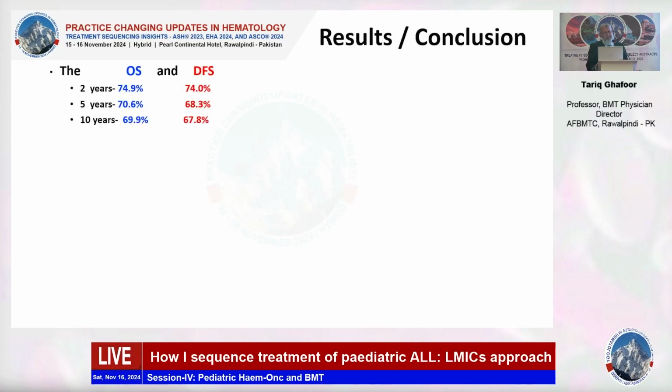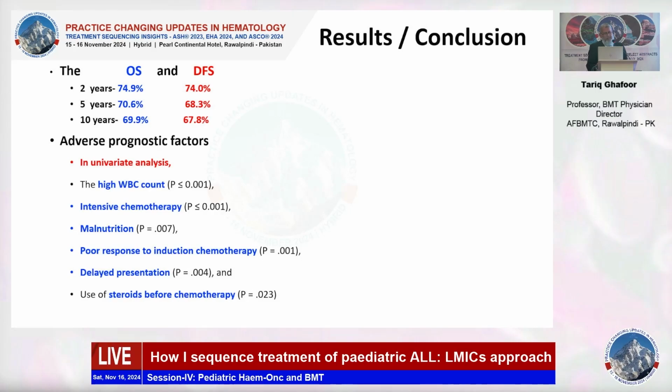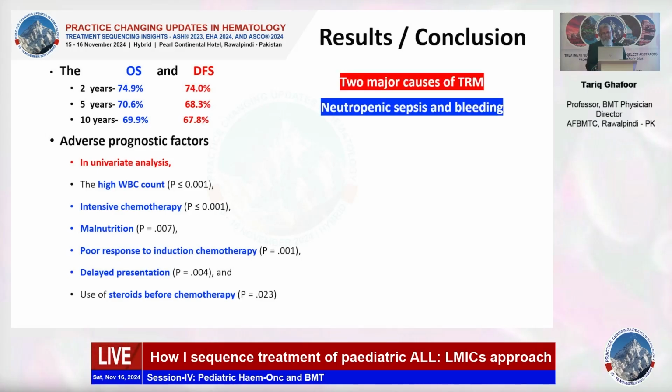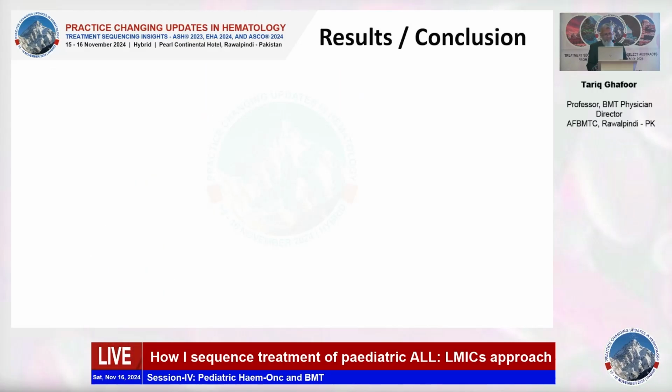Overall survival at 2 years was 75%, at 5 years was 70%, and at 10 years it was again almost 70%. The adverse prognostic factors we identified were high WBC count, intensive chemotherapy, malnutrition, poor response to induction chemotherapy, delayed presentation, and use of steroid before chemotherapy. These were all adverse prognostic factors. The two major causes of mortality were treatment-related mortality, neutropenic sepsis, and bleeding.